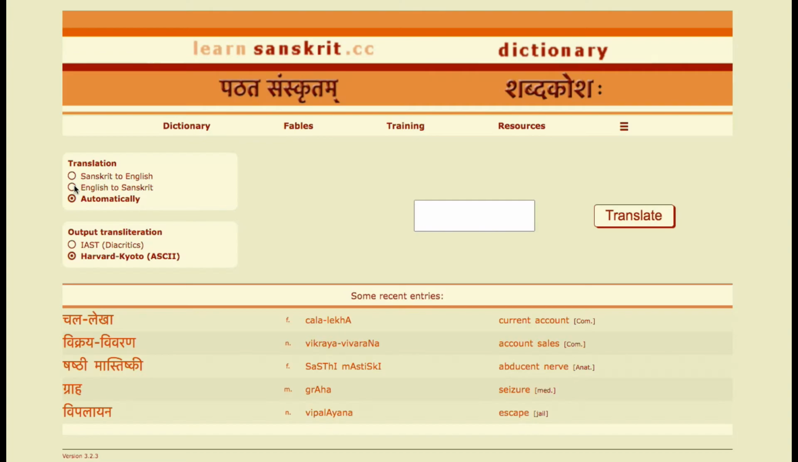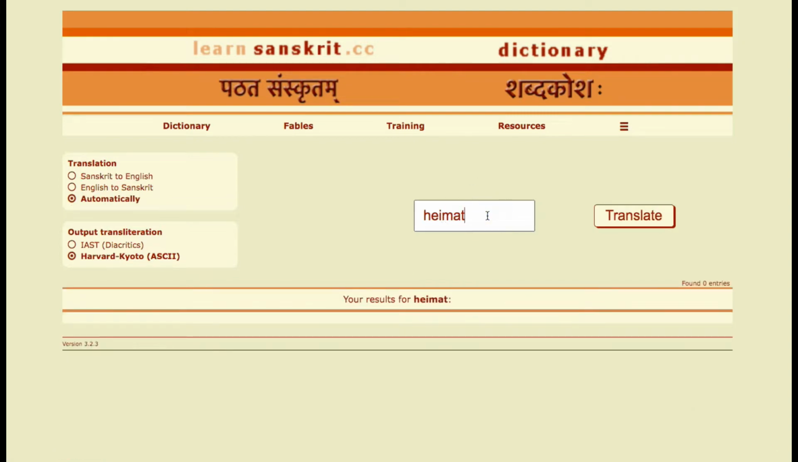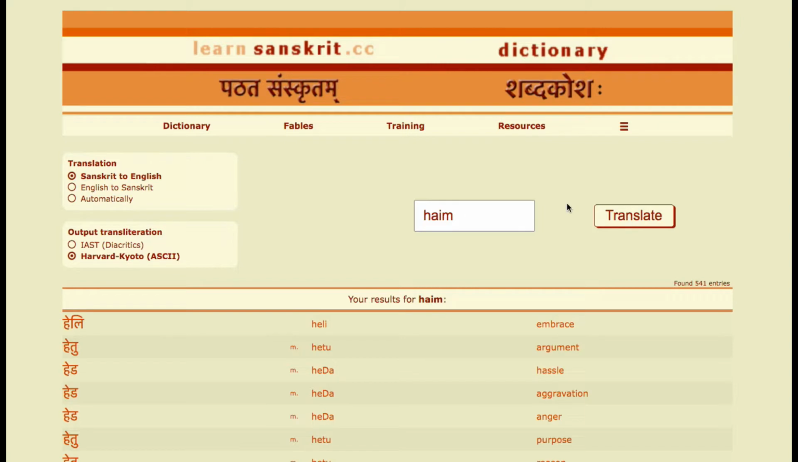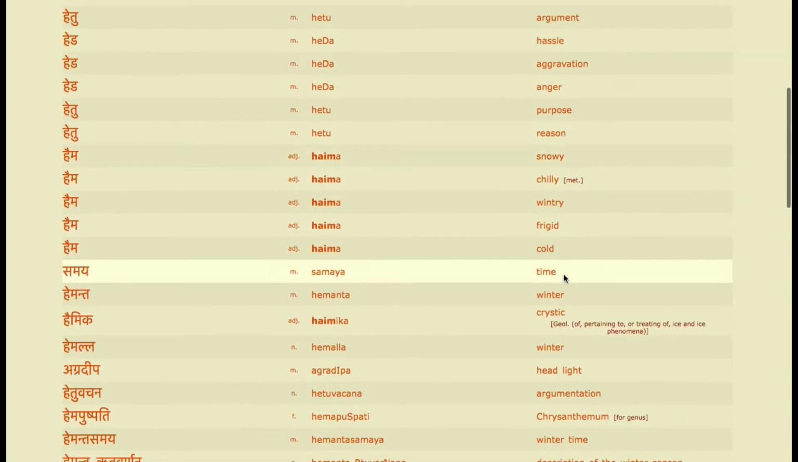Here we go. You write it like that. Maybe you don't get a result, so you shorten the word so that you have just the nucleus of the word, which is the root. Heim, you don't get anything. So then you play around with other spellings of the word, and then you start getting some hits. Here we go. So Heim, there we go.